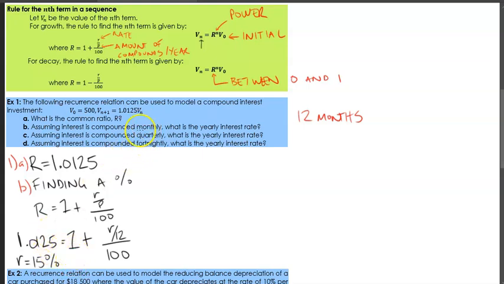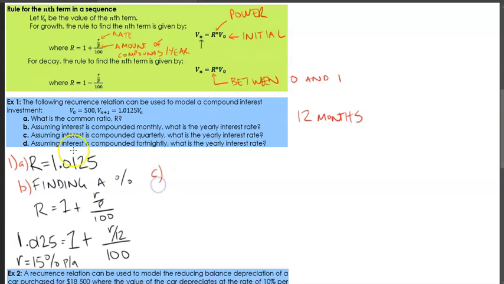So interest is compounded monthly. What is the yearly interest rate? So what they will say is, here's your yearly interest rate. It's 15% per annum, compounded monthly. So they've just taken that 15%, split it into 12, and whatever they get, you add that to 1 because it's a common ratio. That's where the 0.0125 comes from.